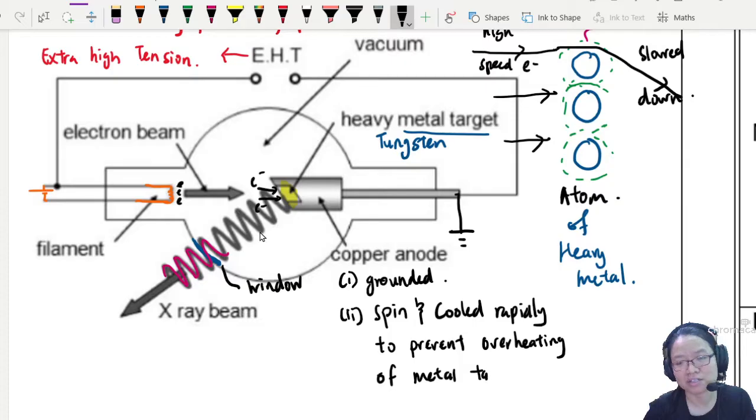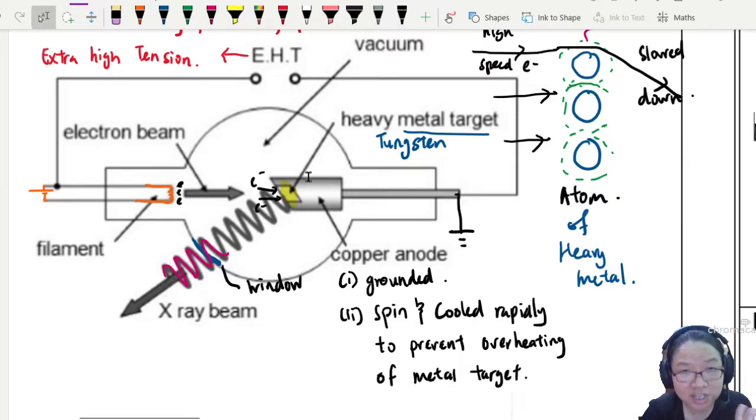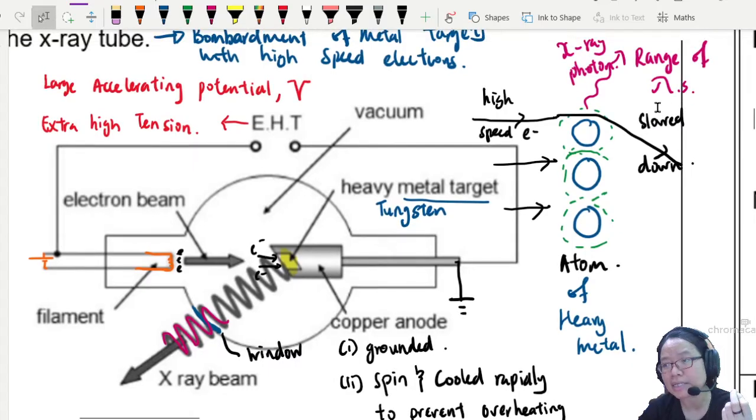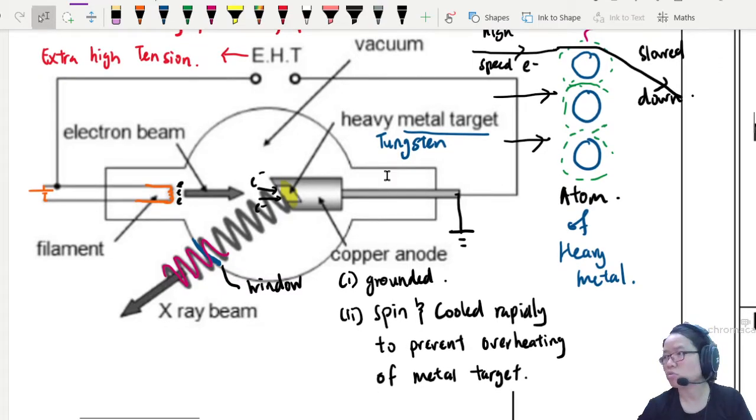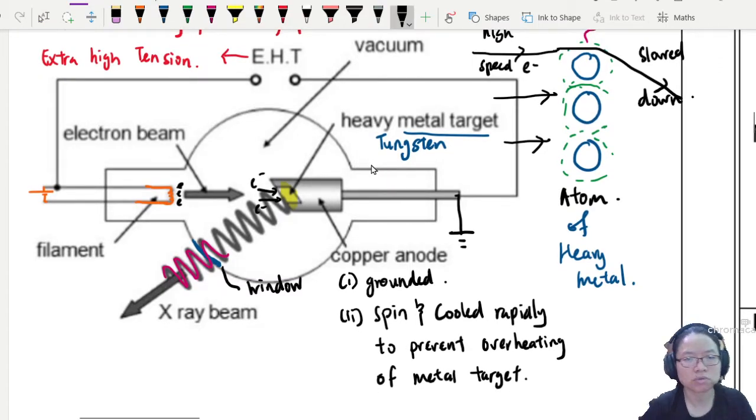I think I say this too many times in too many videos already. Okay, so we spin it very quickly. This is to prevent overheating. The electron that slowed down already doesn't mean that it doesn't have any energy. It will still disturb the particle. The tungsten metal will still become hot. All right. So what else? I think that's it. So the only thing I need to remind you is that this is high speed electron.